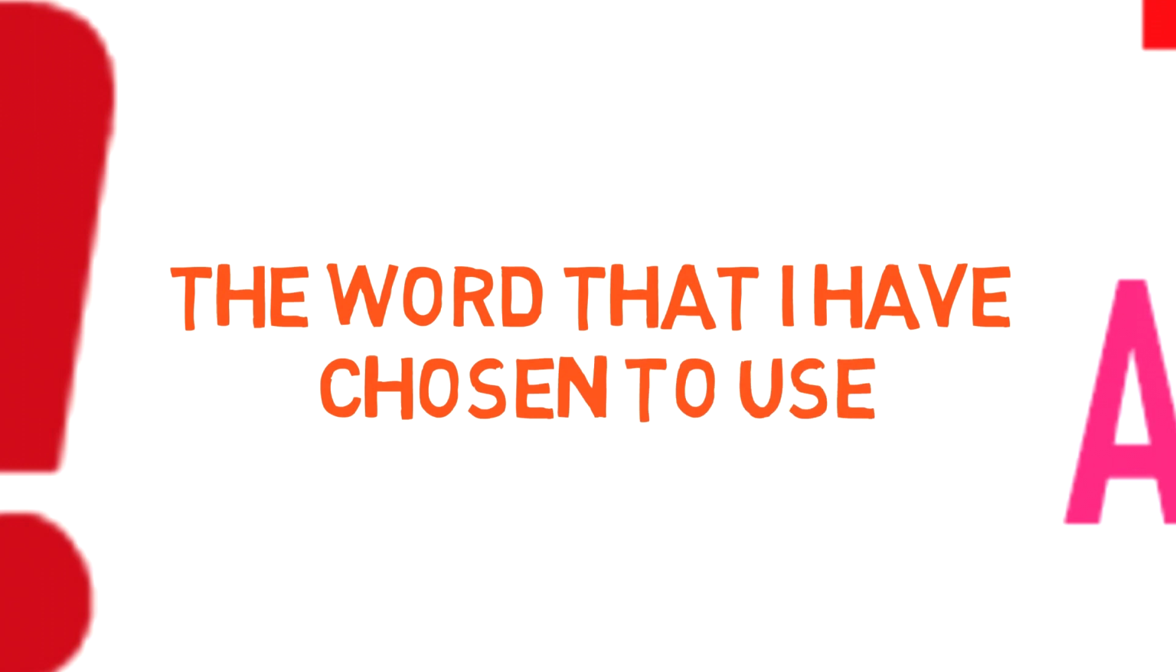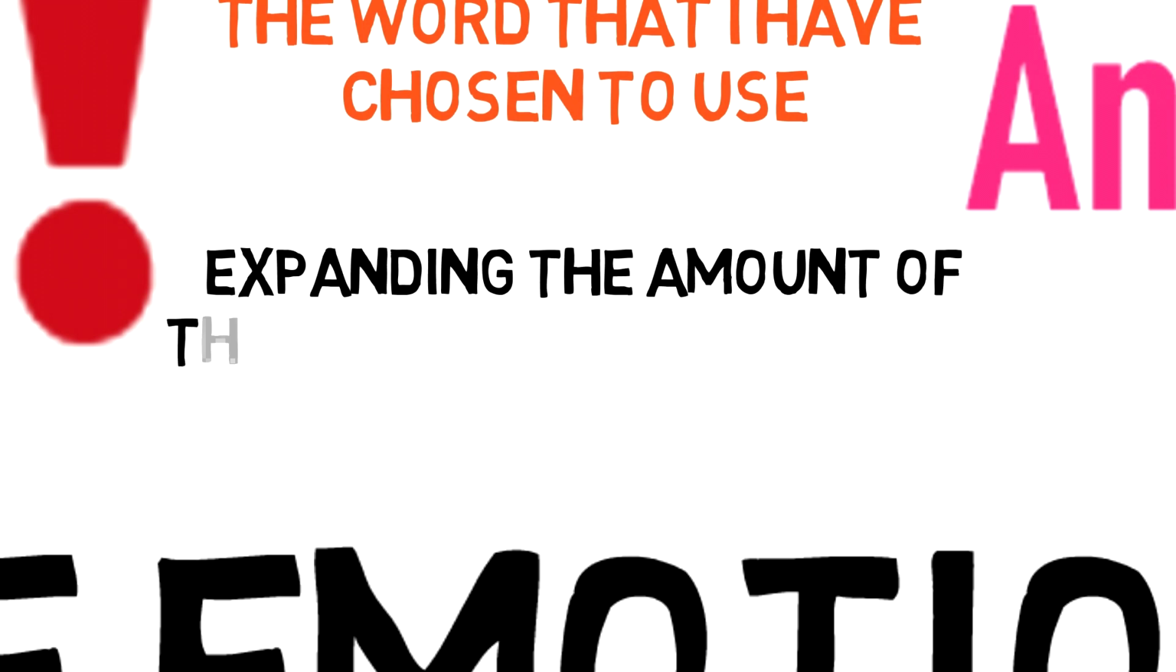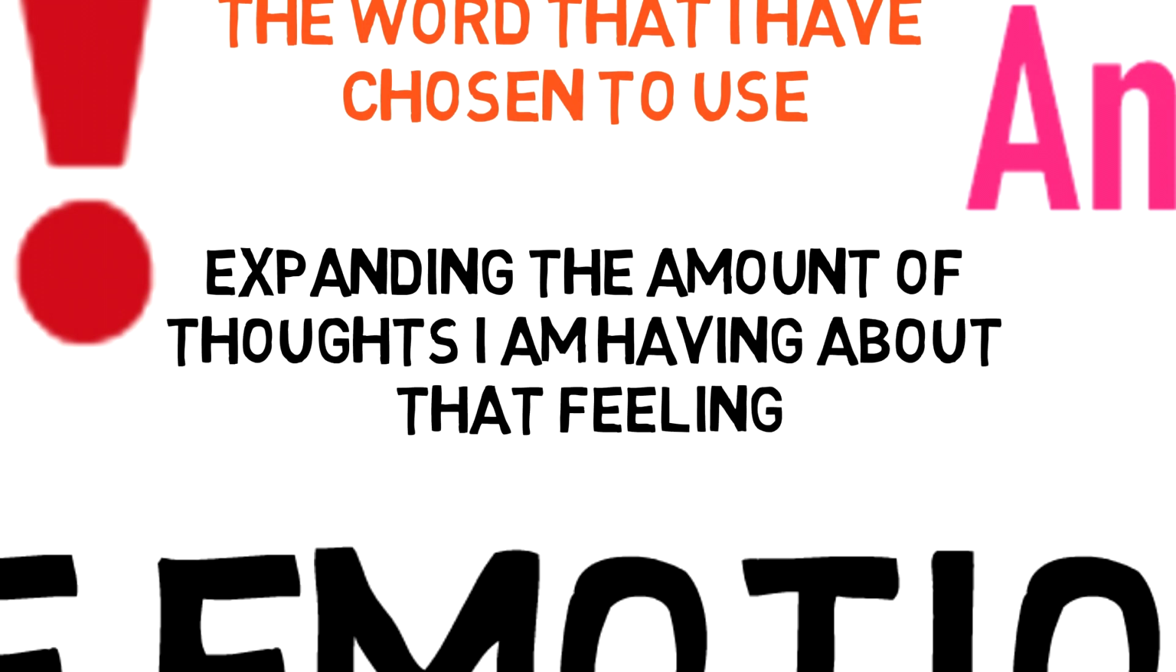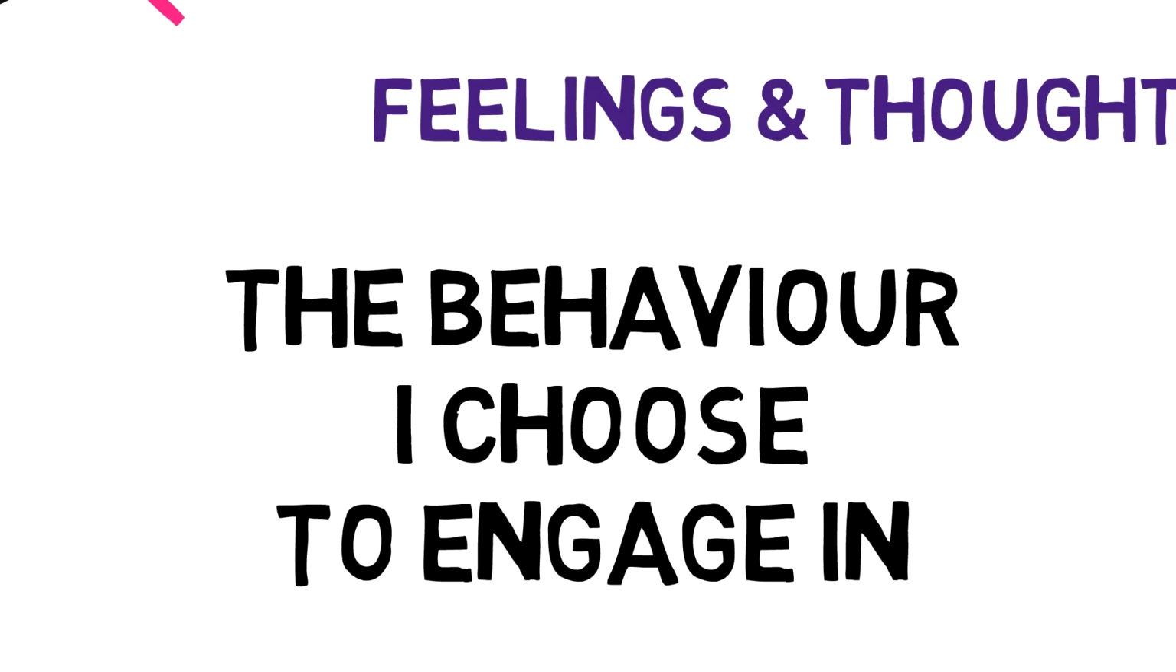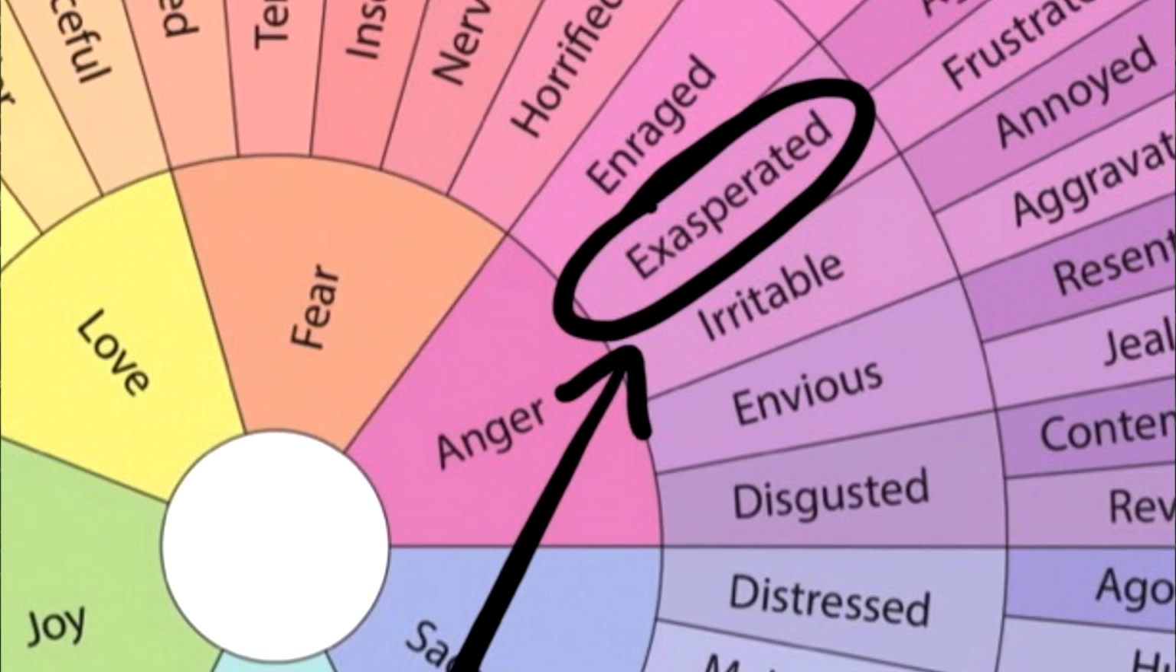Now, at every step of the way, from being angry to being exasperated, to being annoyed, the word that I've chosen to use to describe my emotion, how I'm feeling, has changed the way I view the situation or the stimulus that was promoting that feeling in the first place. It's also expanding the amount of thoughts I'm having about that feeling and therefore opening up options. Why is this important? Because it's those suite of options that inform the behaviour that I'm going to choose to engage in. And the behaviour I choose to engage in when I'm annoyed or exasperated looks very different to the behaviour I might choose to engage in when I'm angry.